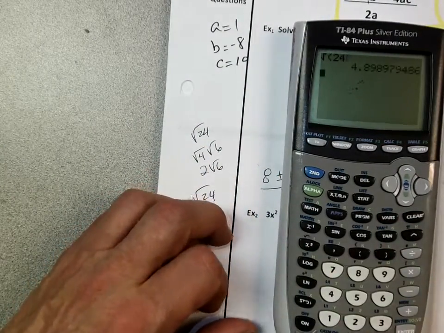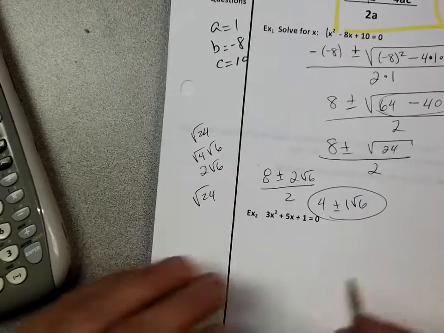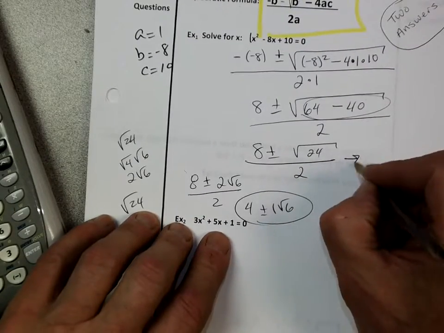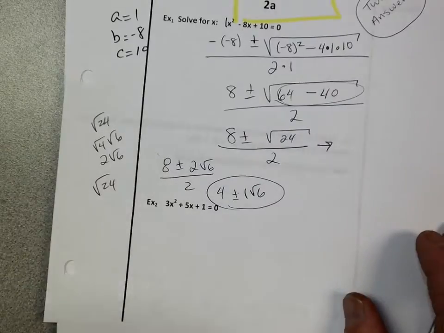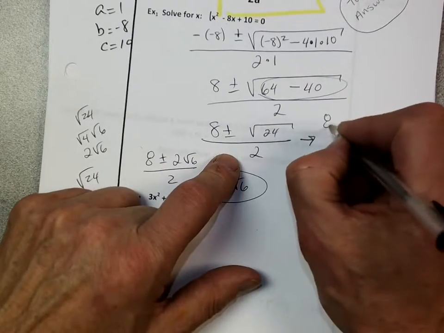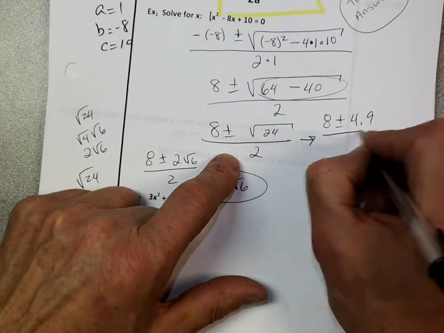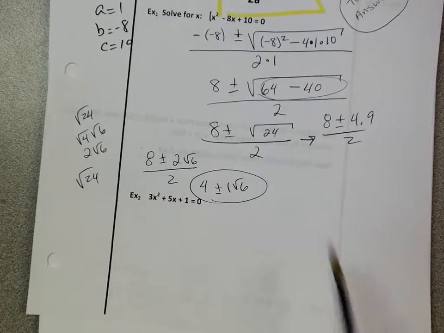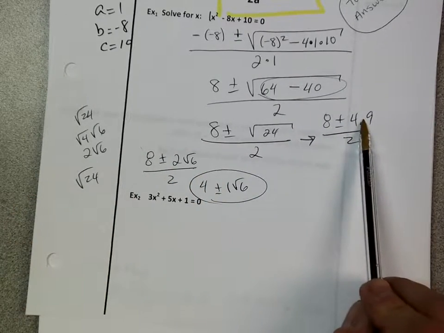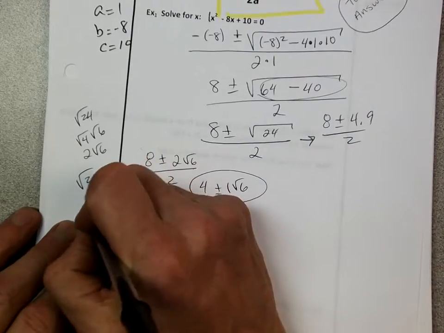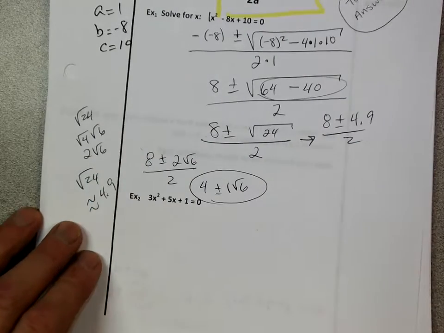It's about 4.9, okay? So another way to do this problem, if you want real answers, is you can say this is 8 plus or minus 4.9 over 2. Okay, you're all right with that? Square root of 24 is about, approximately, 4.9, okay?